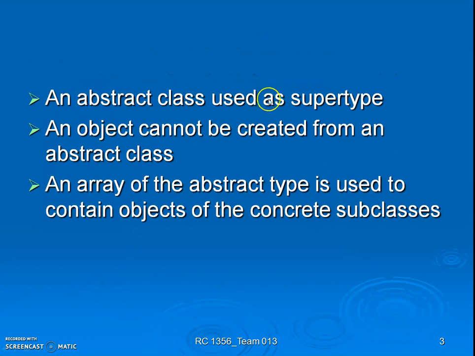An abstract class is used as a supertype. An object cannot be created from an abstract class. An array of the abstract type is used to contain objects of, for example, a concrete subclass.